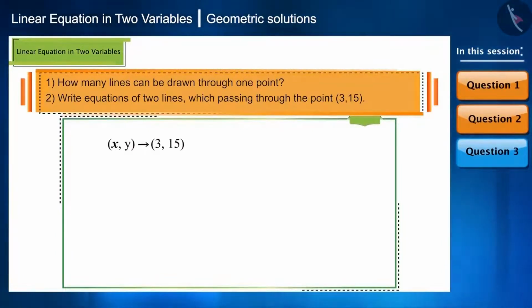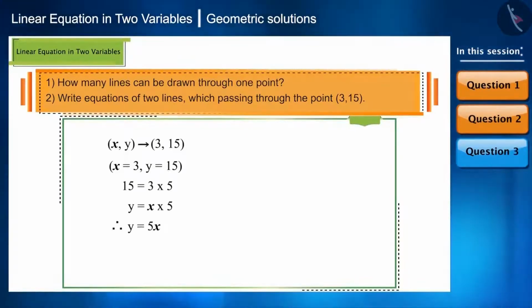So, if we examine it carefully, we can say that when x is 3, then y is 15. That is, y is 5 times x. Y is equal to 5x. So, this is how the first equation is formed.